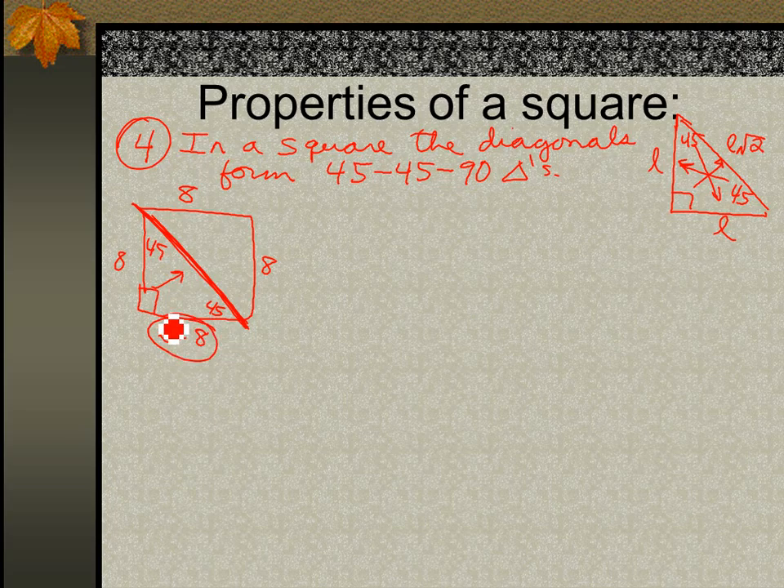It equals 8, equals the length of the side of the square, doesn't it? So how long is that diagonal? Right there, you replace L with what? 8. Don't punch it in your calculator. It's just 8 radical 2.